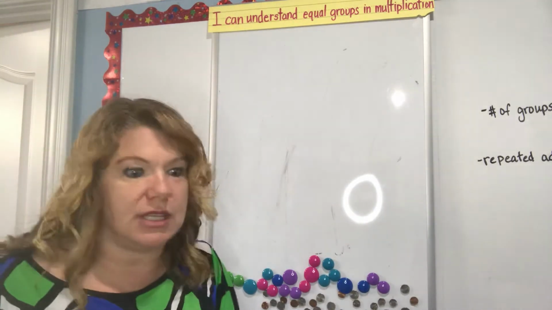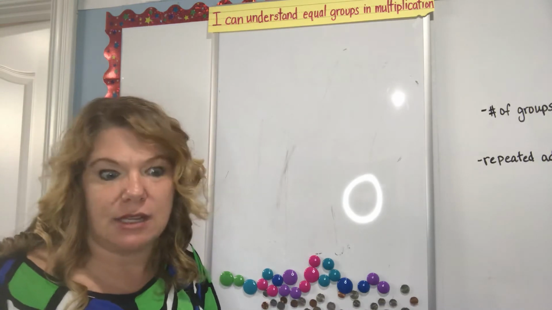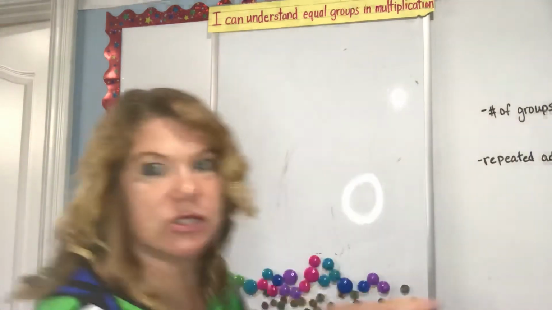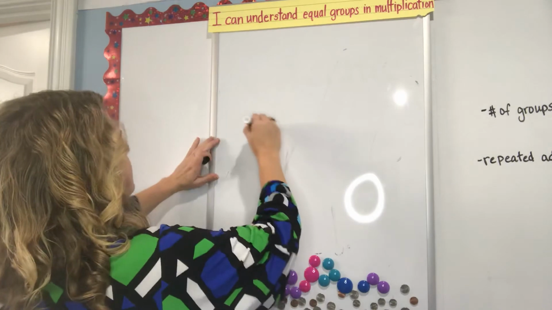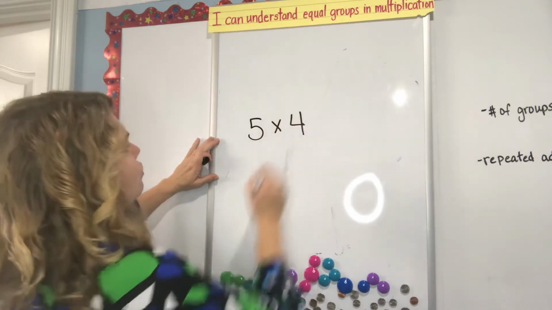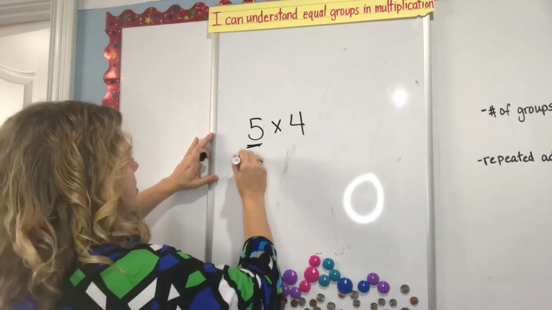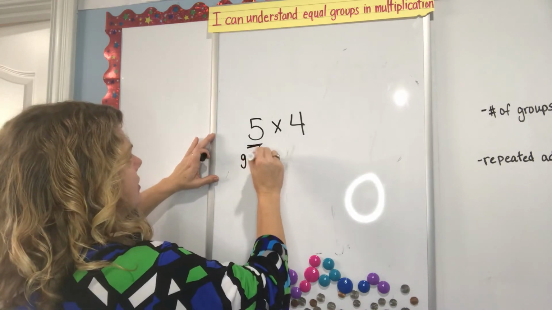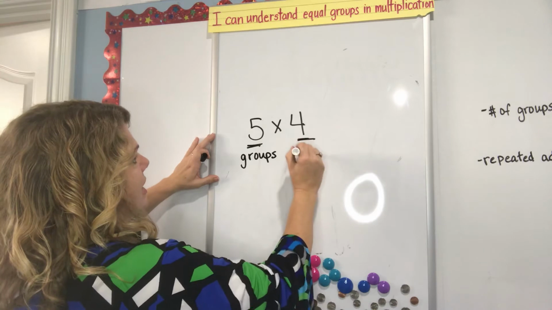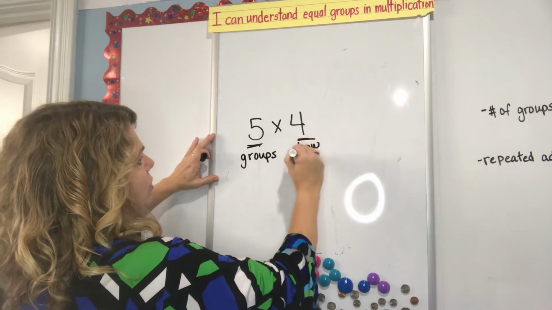Another thing that's really important to remember is that our first number in multiplication always means the number of groups. So this number is always going to mean the number of groups, and this number here is always going to mean how many in each group.